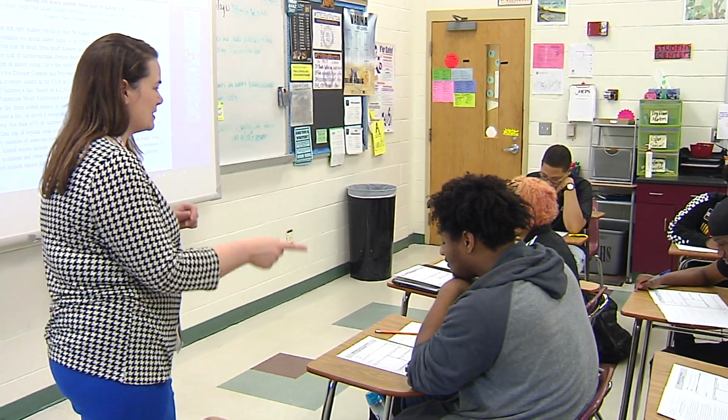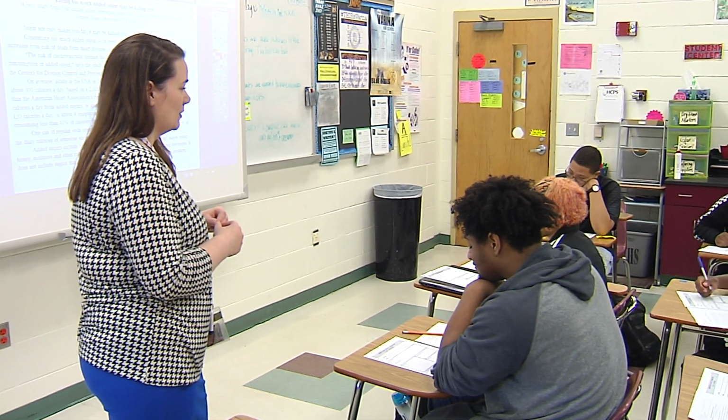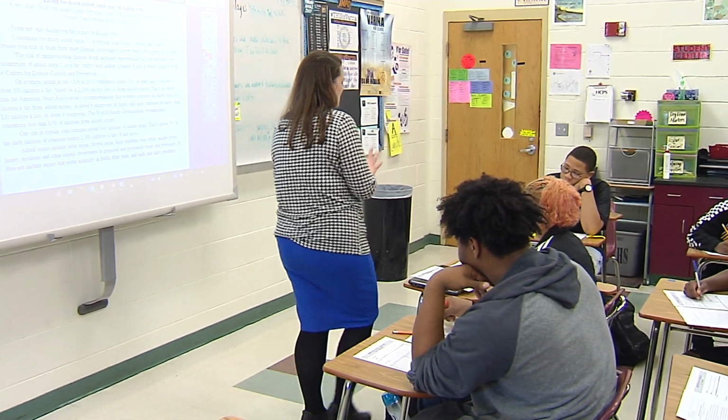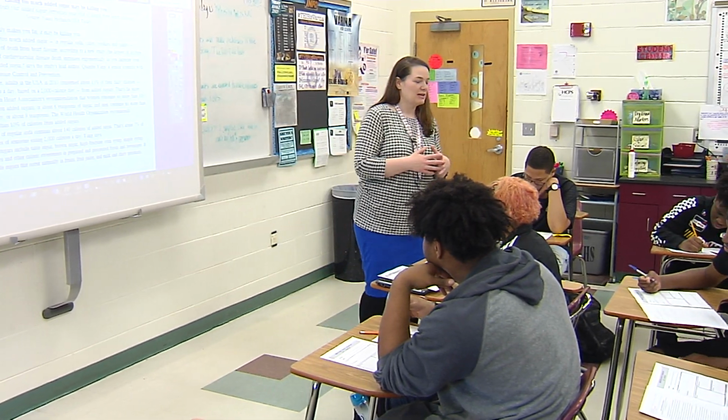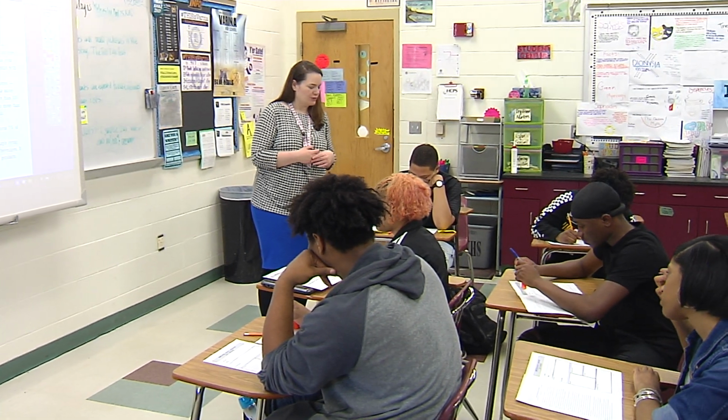Text features. Text features. What does it mean by text features? The way the text is organized, the visuals that you see. So looking at the article and identifying the visual things that you see and how that information is put together and how it's organized. Then it gives you a section at the bottom for your own reflections.